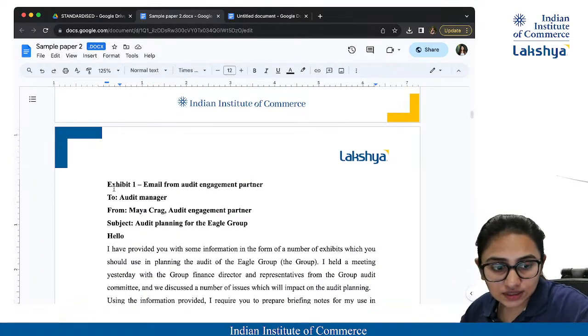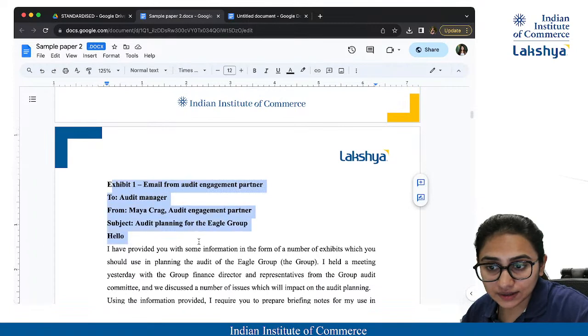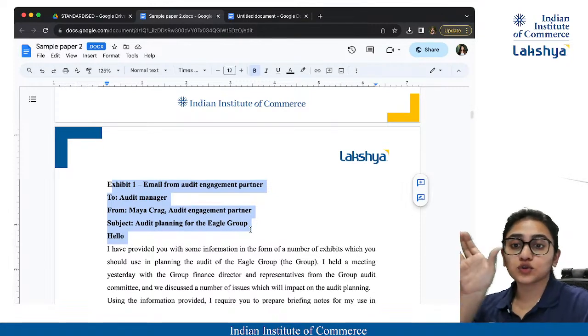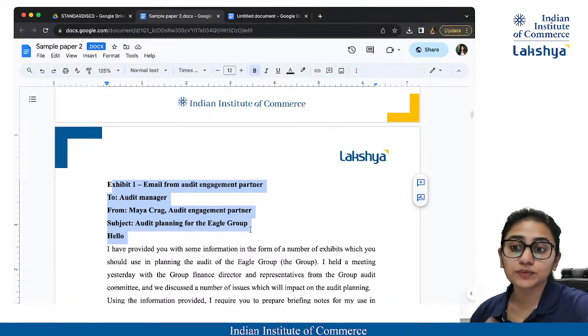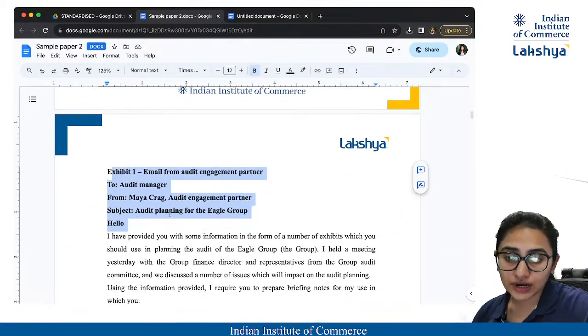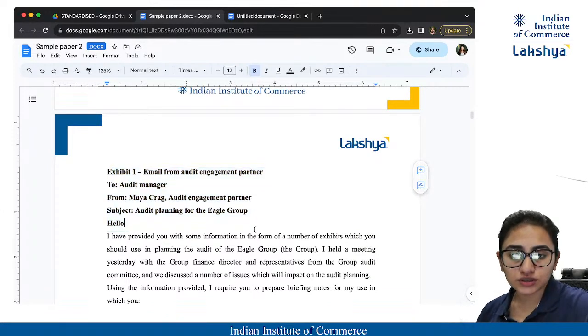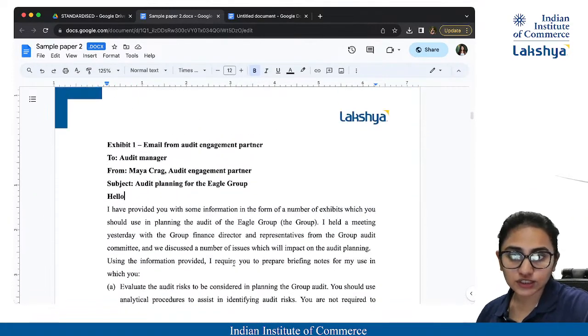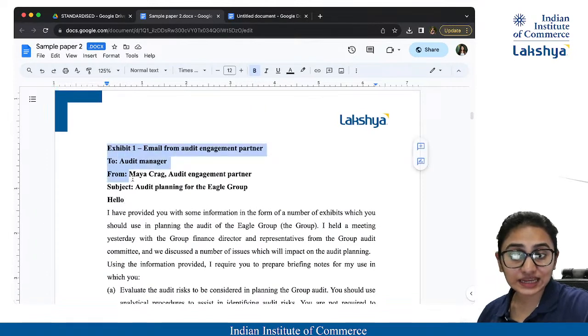Now this is an email which is sent by Maya Craig, and we have to reply to that email. So the pattern in which you write the answer is going to be in reply to the email, because if you read the question carefully, Maya Craig, our audit engagement partner, has asked you to do audit planning for Eagle, and now you have to reply to her that, okay, this is the planning that I have done, and in that reply all of this will come. So this is a part of the exhibit, that is an email. You also have to reply to that email.